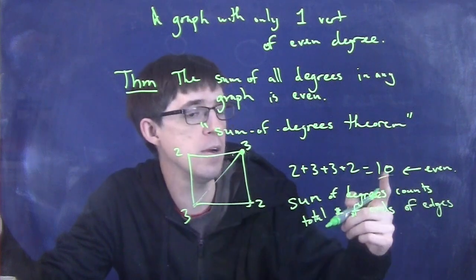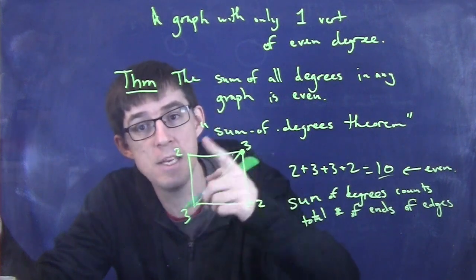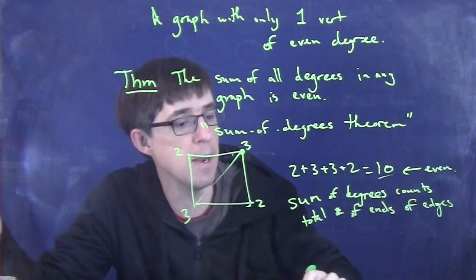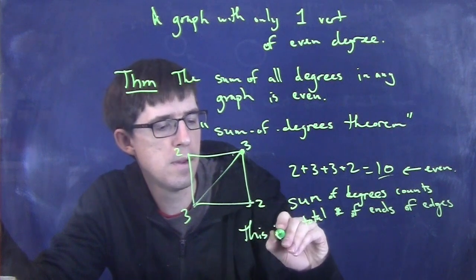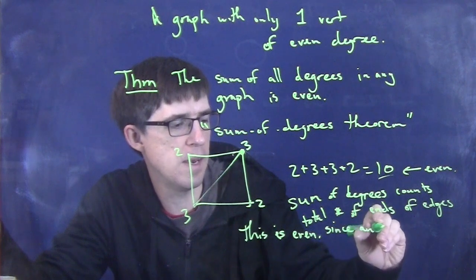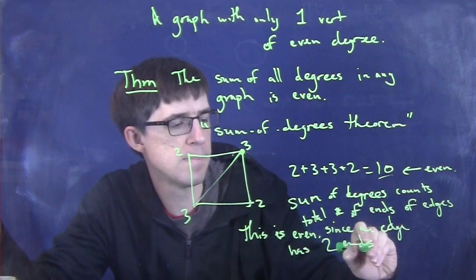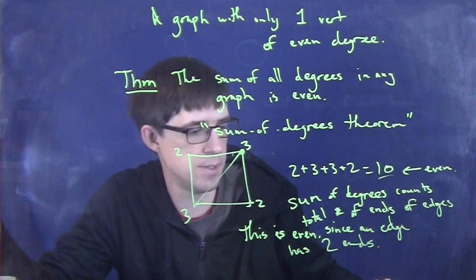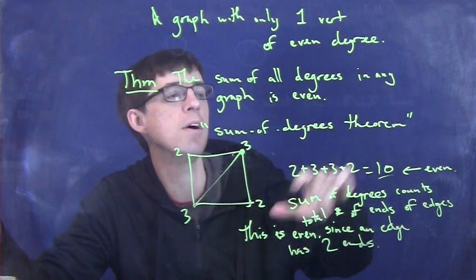Like actually this number 10 here, the reason it's 10 specifically is because there are 5 edges here, and each of those edges has 2 ends on it, and so the total number of ends of edges would be 10. All right. Anyway, the sum of degrees counts the total number of ends of edges. This is even since an edge has 2 ends, right? And so when you're counting up the ends of the edges, the total number must be even. Yeah, all right. This is called Euler's sum of degrees theorem.